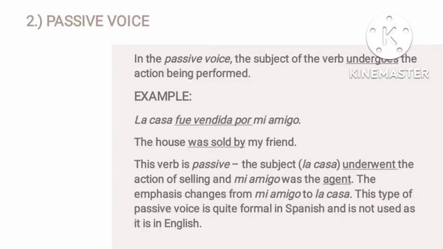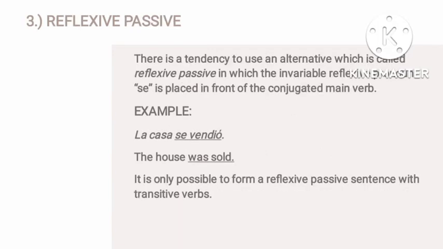The second one is the passive voice. In the passive voice, the subject of the verb undergoes the action being performed. In addition, there is a tendency to use an alternative which is called the reflexive passive, in which the invariable reflexive pronoun se is placed in front of the conjugated main verb.